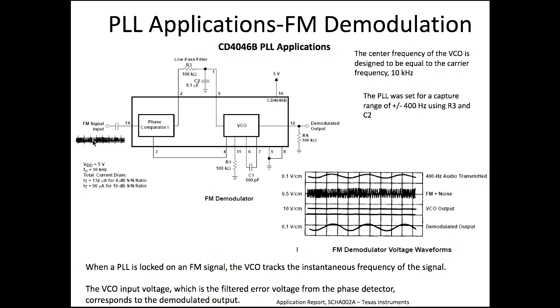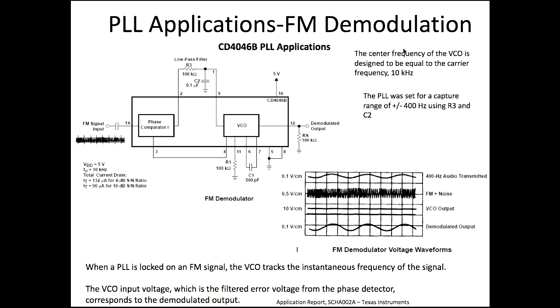Then you can connect your FM mode signal here, the frequency modulated signal from the previous case, and get the demodulator output. When PLL is locked on the FM signal, the VCO tracks instantaneously the frequency of the signal. The center frequency of the VCO is designed to be equal to the carrier frequency, 10 kilohertz. So if your center frequency is 10 kilohertz, then your carrier frequency also should be 10 kilohertz, or the other way around. If your carrier frequency is 10 kilohertz, you will look for a PLL close to your carrier frequency. Mostly the same is good.